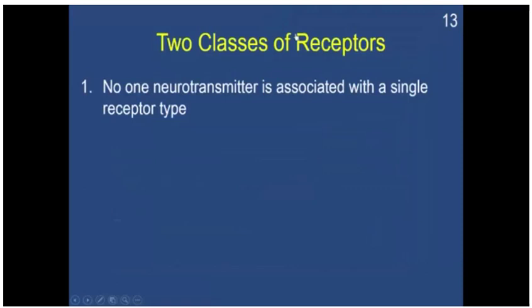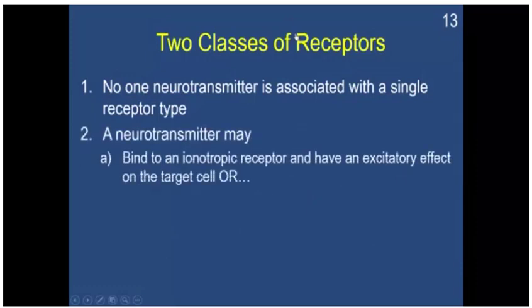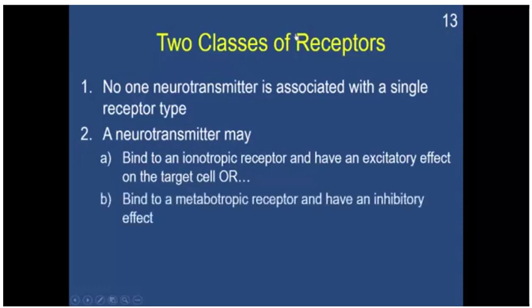Important things to note. A neurotransmitter is not associated with a single type of receptor. So a neurotransmitter can interact with both an ionotropic or a metabotropic receptor, and the effects can be different. If it binds to an ionotropic receptor, it might have an excitatory effect, whereas when it binds to the metabotropic receptor, it has an inhibitory effect. So here's an example of one of those.